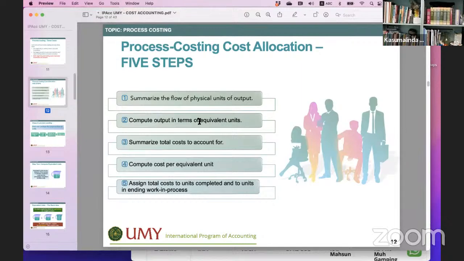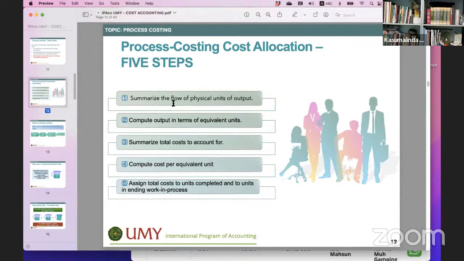Actually, I love to write on the board during my lecture, but because this is online, I don't have the tools to write. So it's very limited for me to explain these steps.